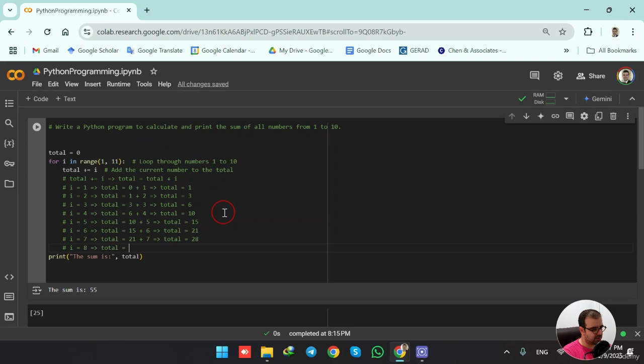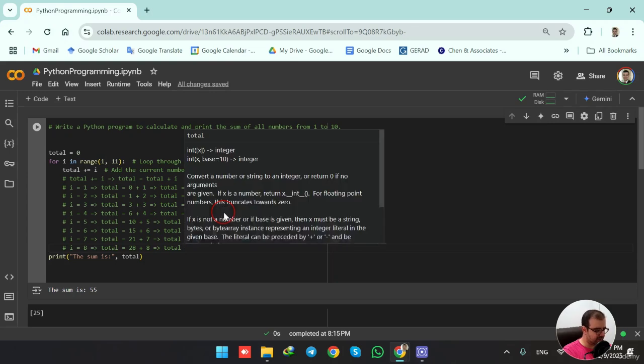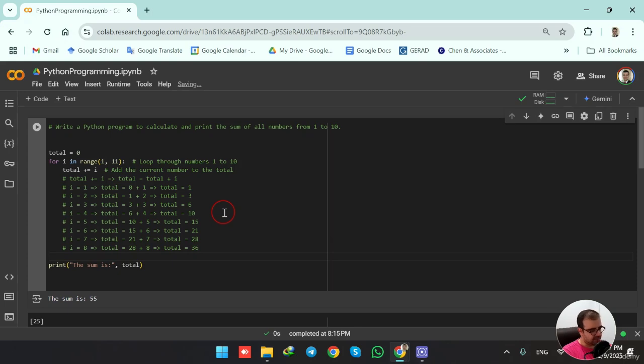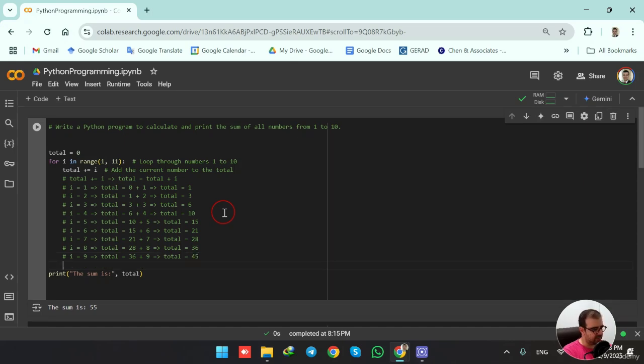Then i equals 8, total equals 28 plus 8. It equals 36, if I'm not mistaken. Yeah, 28 plus 8 is 36. And then i equals 9, so total equals 36 plus 9, so the total is now 45. And finally, i equals 10, and total equals 45 plus 10. So total is 55, which is the number that we got here.